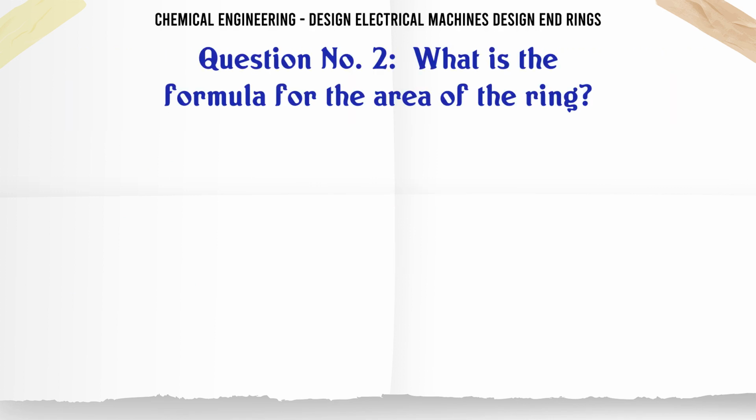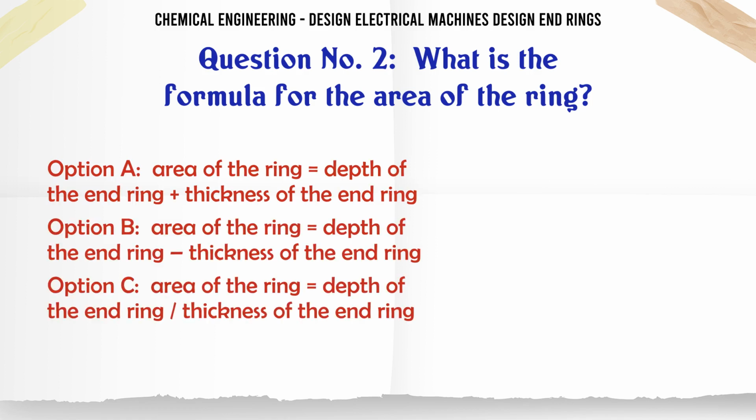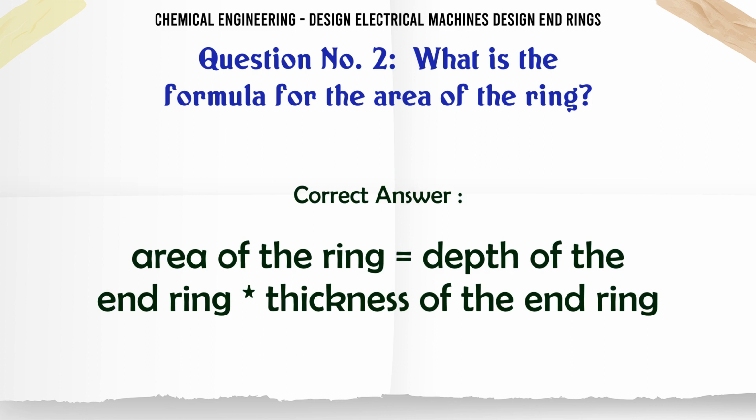What is the formula for the area of the ring? The options are all given as area of the ring, depth of the end ring, thickness of the end ring. The correct answer is area of the ring, depth of the end ring, thickness of the end ring.